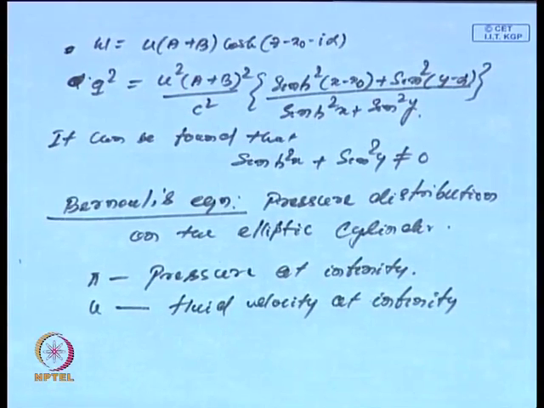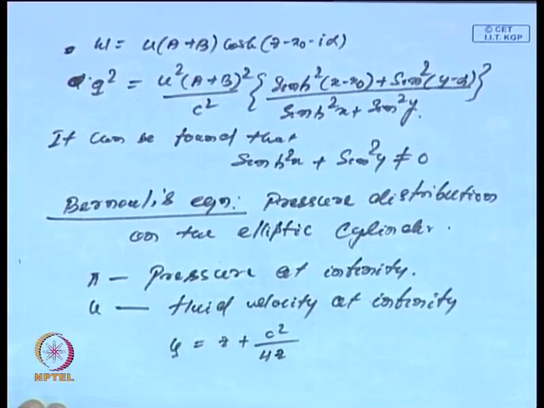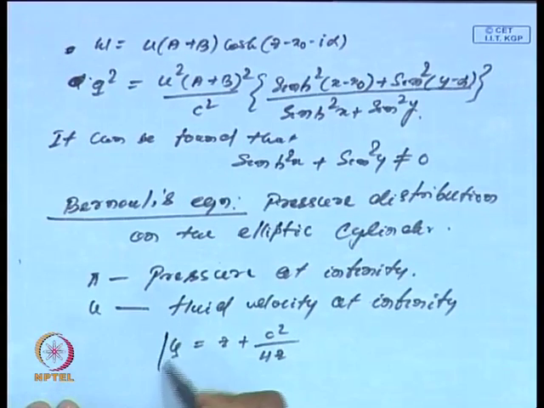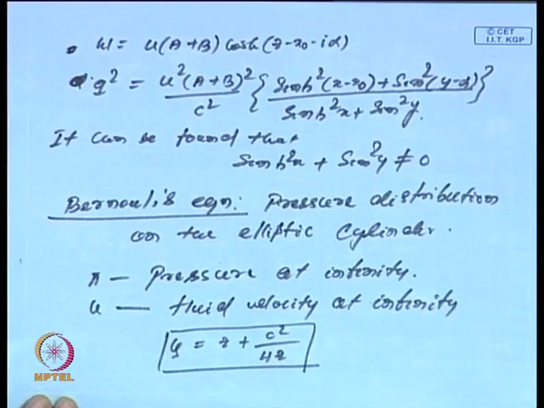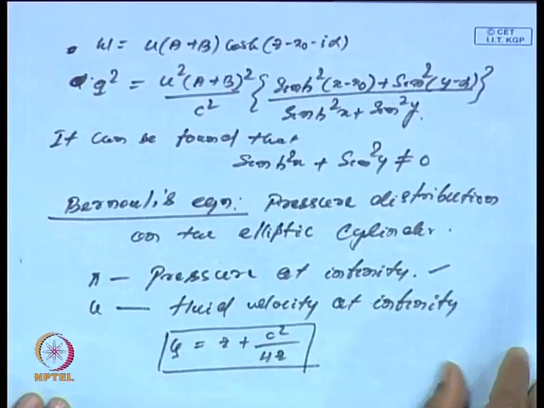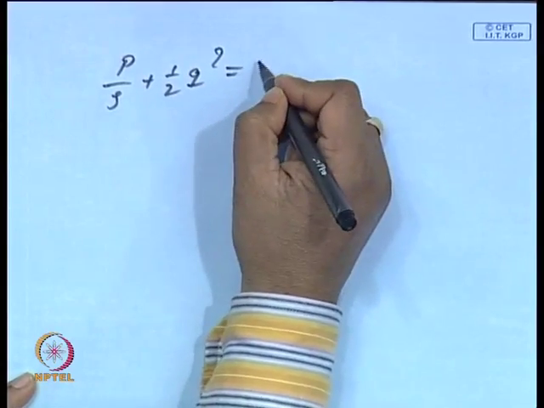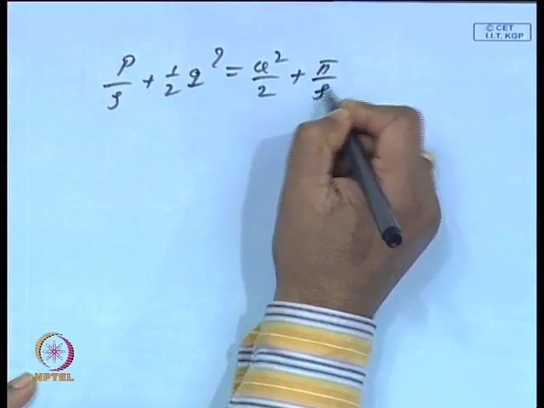Because when I defined this conformal mapping, it is obvious that zeta is equal to z plus c square by 4z. We have seen that when z is at a large distance, zeta is z, so the point in the zeta plane is the same as the point in the z plane. So at infinity the fluid velocity remains u, both in the case of a circular cylinder as well as an elliptic cylinder. So with p infinity the pressure at infinity, on the surface of the cylinder Bernoulli's equation gives p by rho plus half q square is equal to u square by 2 plus p infinity by rho.